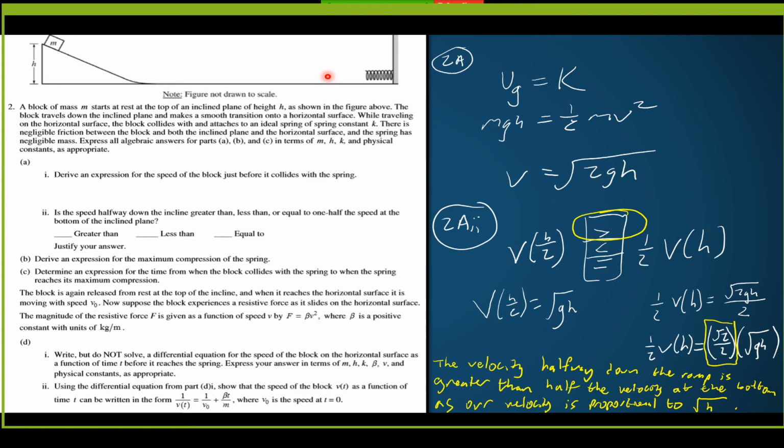We're asked, is the speed halfway down the incline, so the speed at this point, going to be greater than, equal to, or less than half the speed at the bottom of the inclined plane? This is a little bit tricky as far as English goes, so I'm going to write it out mathematically. Is our velocity at the point where we're half the height of the inclined plane going to be greater than, less than, or equal to 1/2 of our velocity at the bottom of the inclined plane when we traveled the entire height?